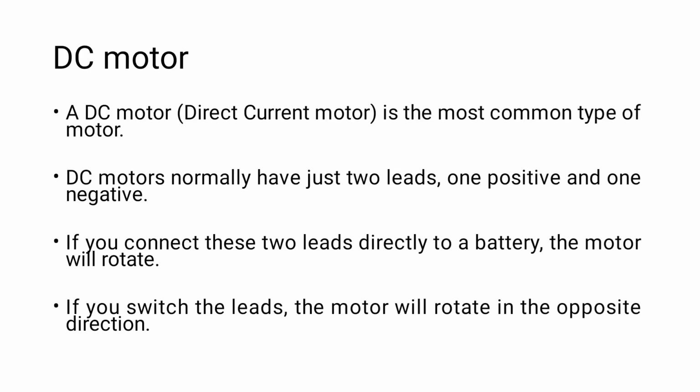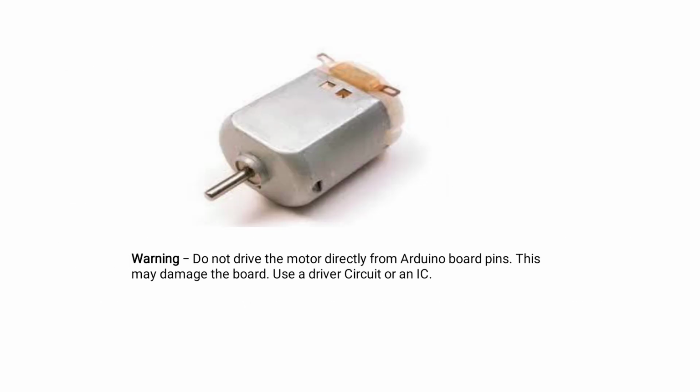DC motor. So already we discussed about DC motor. What is a DC motor? A DC motor is a direct current motor, a common type of motor. DC motors normally have just two leads, one positive and one negative. If you connect these two leads directly to a battery, the motor will rotate. If you switch the leads, the motor will rotate in the opposite direction.